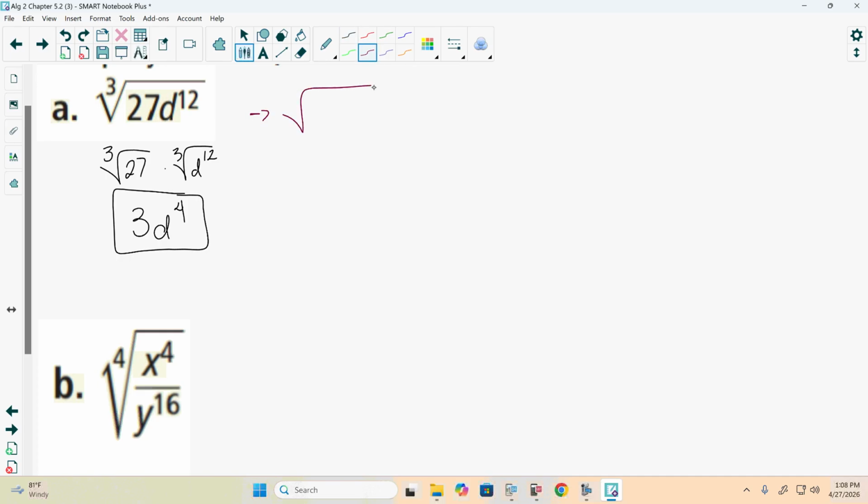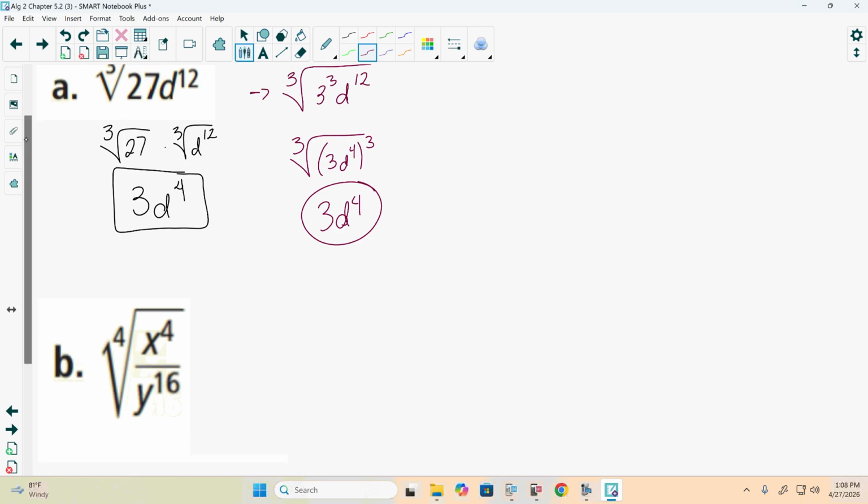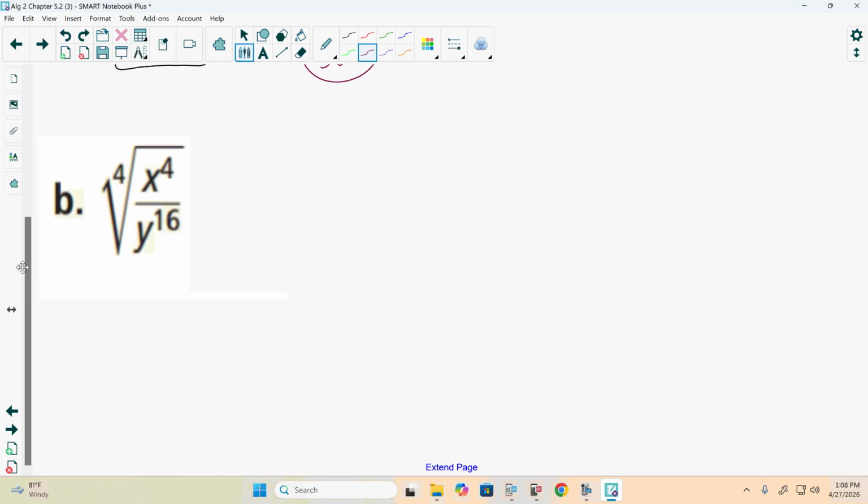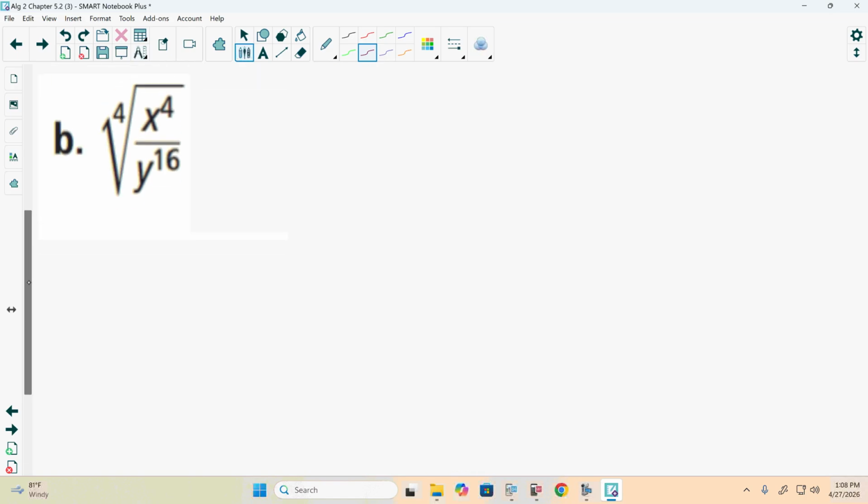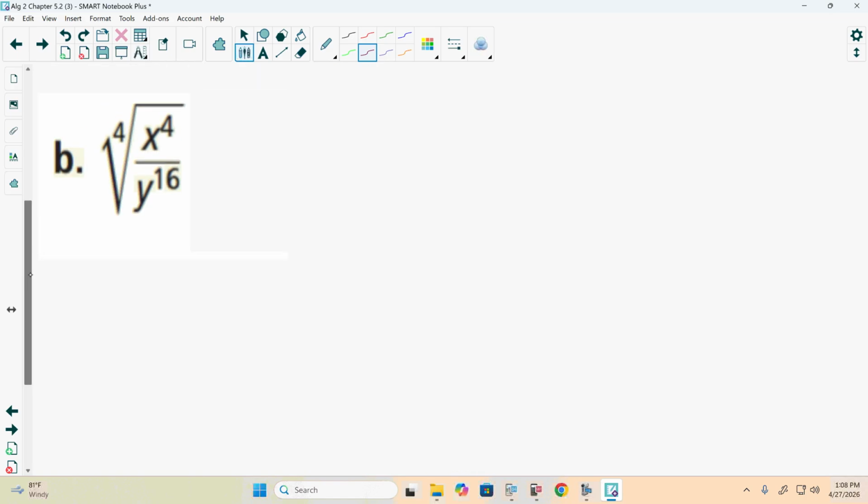Or, if I wanted to, I could rewrite it as 3 to the 3rd times d to the 12th, which would be the cubed root of 3d to the 4th cubed, which is 3d to the 4th. Same thing, but if you're starting to notice, there's a lot of ways we can manipulate the exponents to get into a form that is going to help us, is going to make things nicer. Which one's correct, which one's wrong? No. Whichever one you see first is the way I would do it.